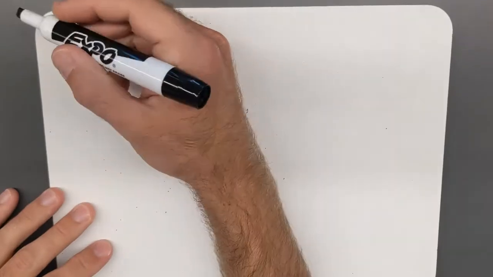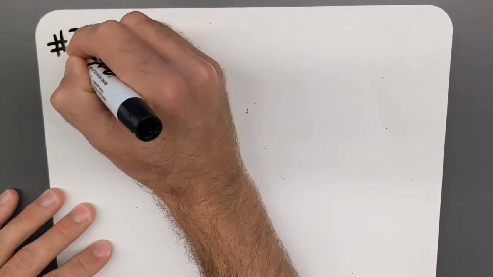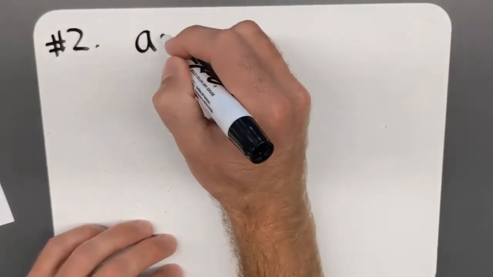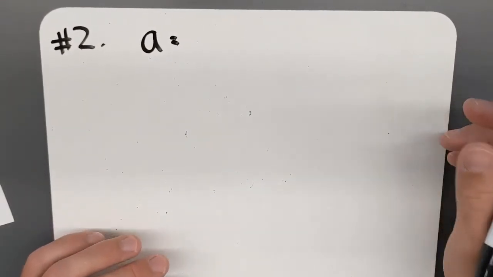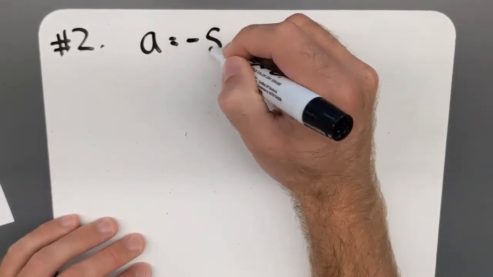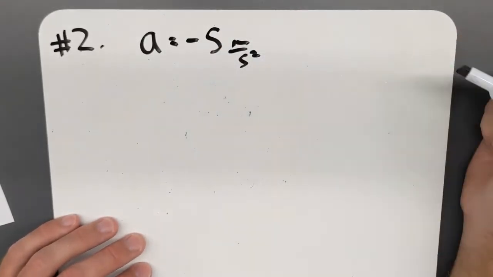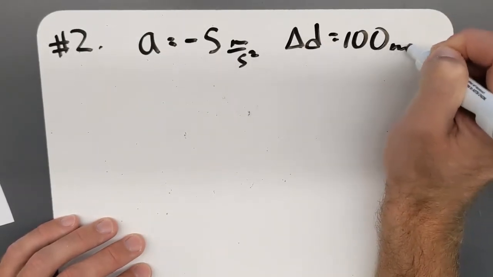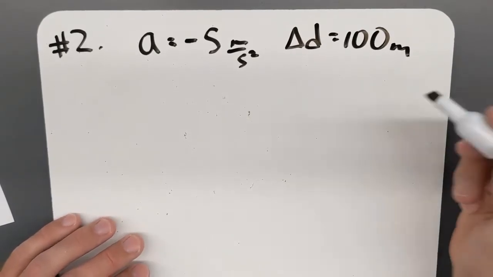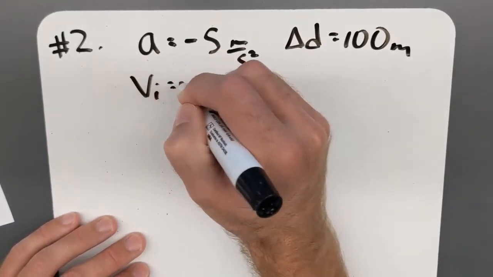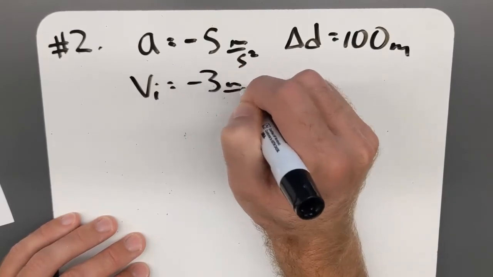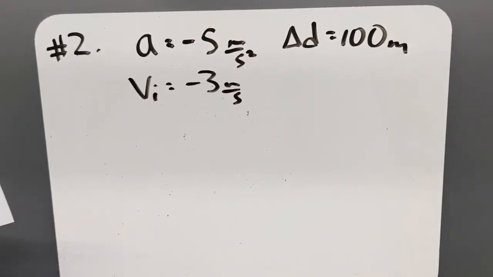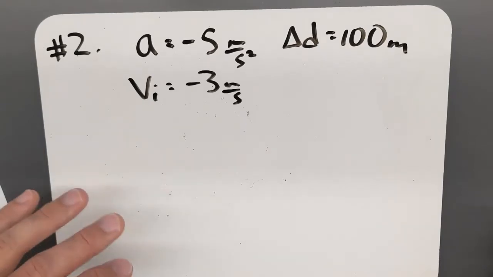Now for number 2, our mild ranked problem. When I go through and read this, we've got a car accelerates. Notice I'm just writing down the stuff I know so I can see it: -5 meters per second squared, for a distance of 100 meters. Then it says the car had an initial velocity, v initial, of -3 meters per second at the start. What do we want to know? We want to know the car's final velocity.